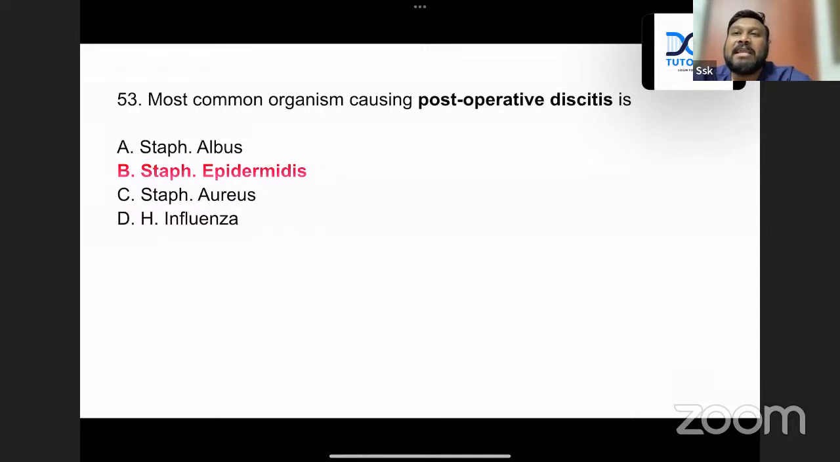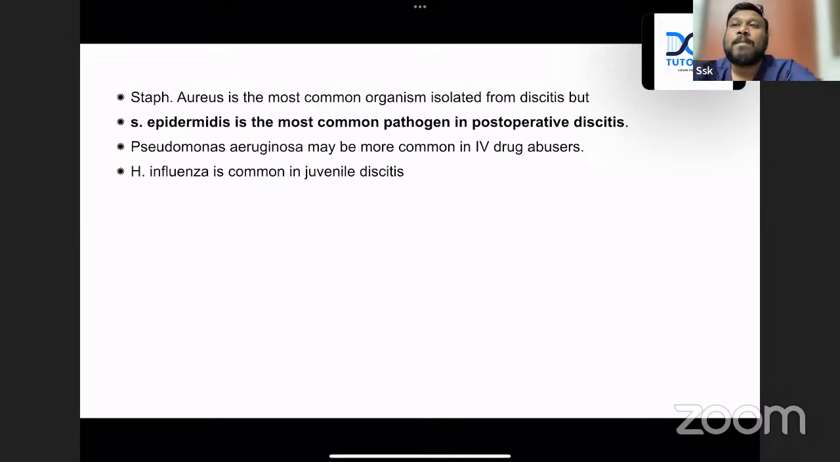This is a very, very important question. The next slide is very important. Staph aureus is the most common organism isolated from discitis. But after surgery, that is postoperative discitis, the answer will be Staph epidermidis. Pseudomonas aeruginosa may be more common in IV drug abusers. H. influenzae in juvenile discitis. So all these are very important.